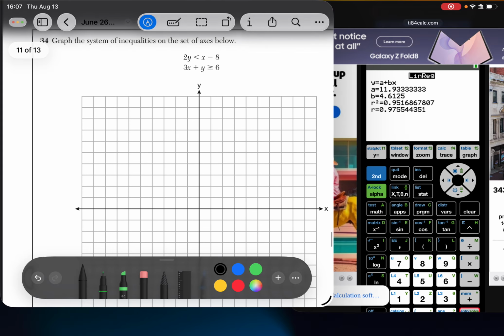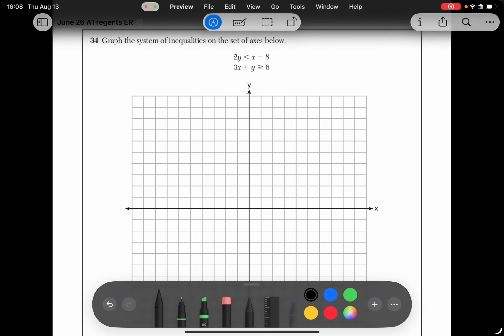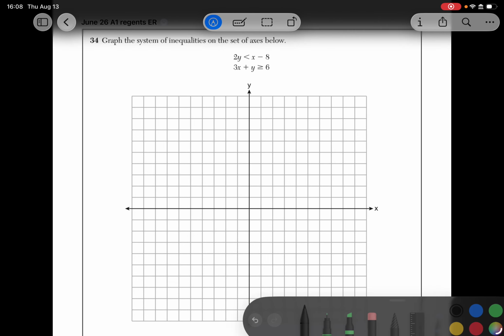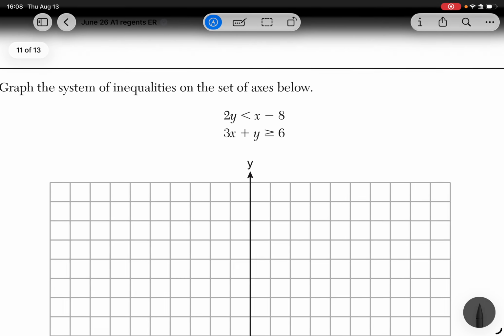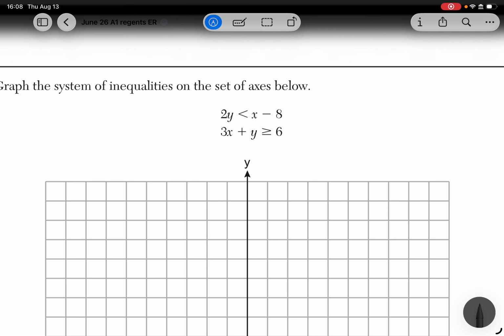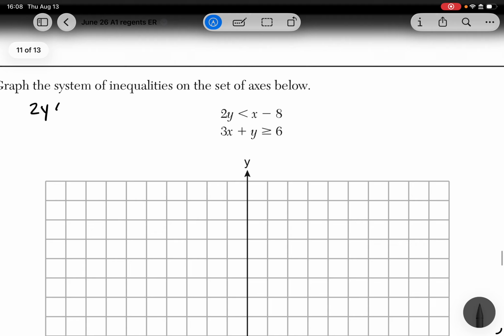And question number 34. Gonna do some more inequality work. This is a good 4-point question that shows up every single year. They never miss a beat. First thing I like to do is write mine in slope-intercept form, so in the form of y equals mx plus b. So we have 2y is less than x minus 8.